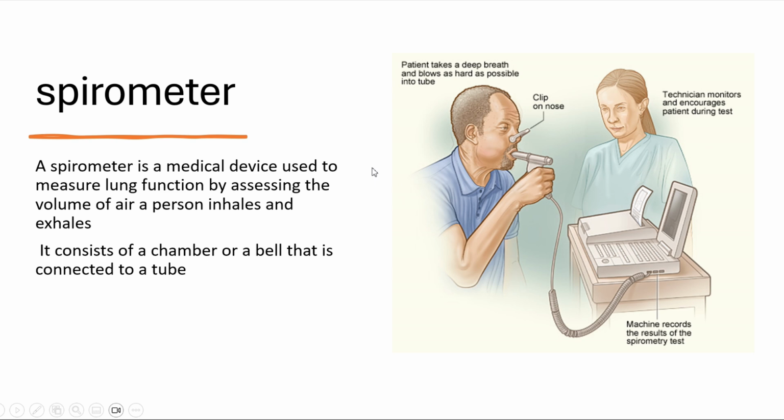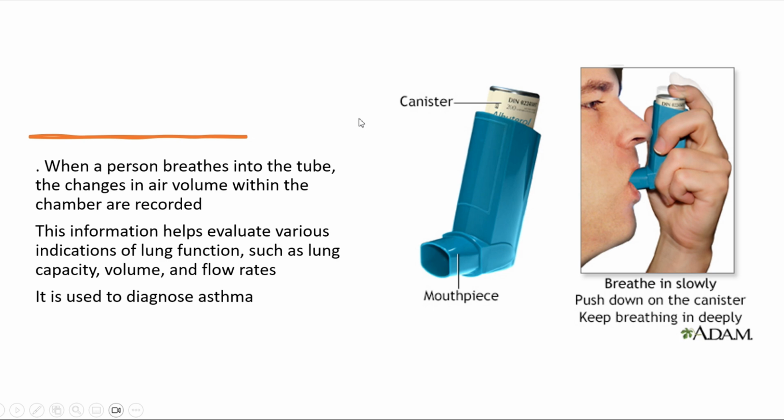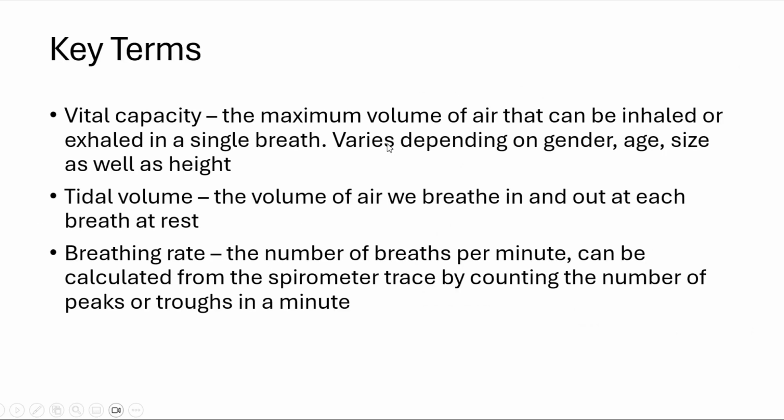Spirometer. A spirometer is a medical device used to measure lung function by assessing the volume of air a person inhales and exhales. It consists of a chamber or a bell that is connected to a tube. You clip the nose so that air can only move through one route, and you exhale into it. When a person breathes into the tube, the changes in air volume within the chamber are recorded. This information helps evaluate various indications of lung function, so they're trying to see if your lungs are healthy or not, and it shows your lung capacity, your volume, and your flow rates. It's also used to diagnose asthma.